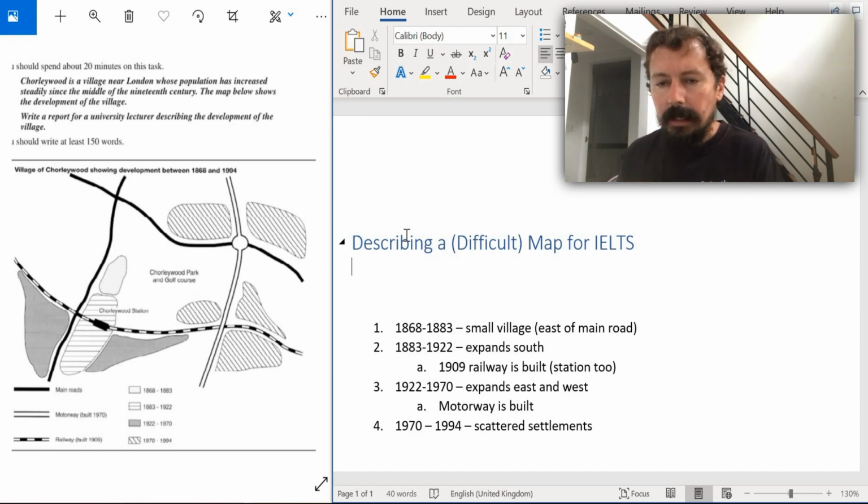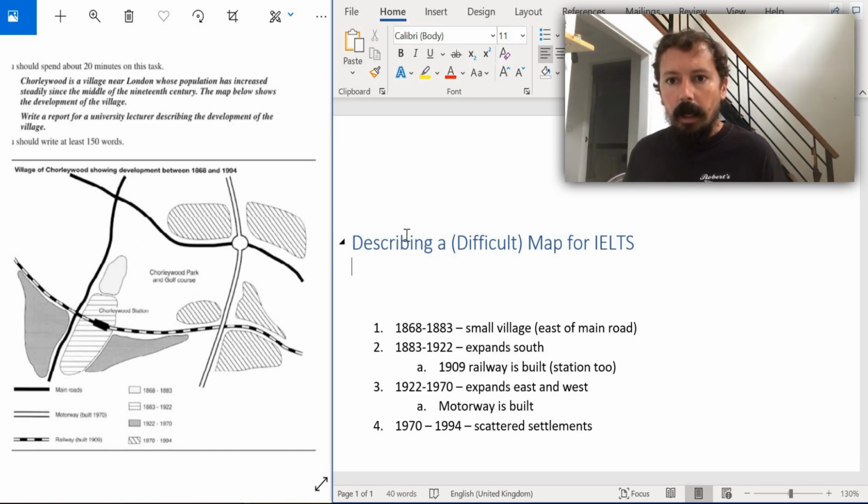So you don't need to say that it's near London. It's not really of any information. You can say that, but you don't have to. You don't need to talk about the increasing population. It's not really relevant. You could put the information in, but I wouldn't start an essay with it.